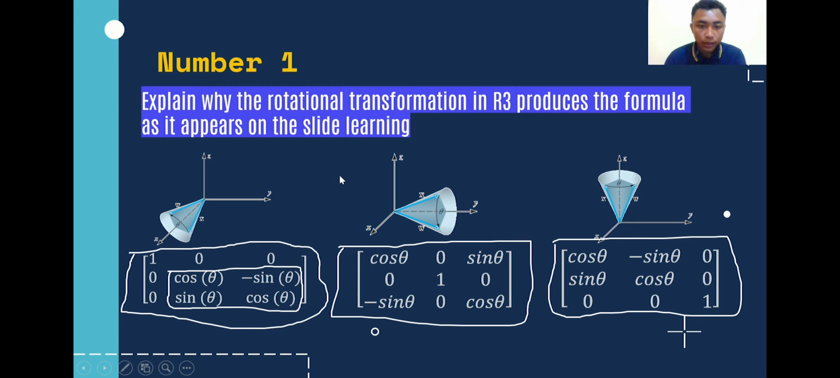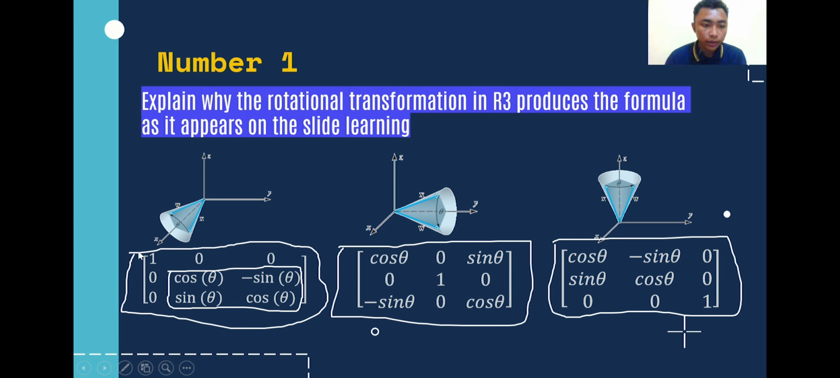And maybe the y-axis has a different formula. We see the minus sin theta is at the top in the x and z case, but in the y-axis the formula has minus sin theta at the bottom, and the value 1 is in the center of the matrix like this. This is the formula in the learning material.